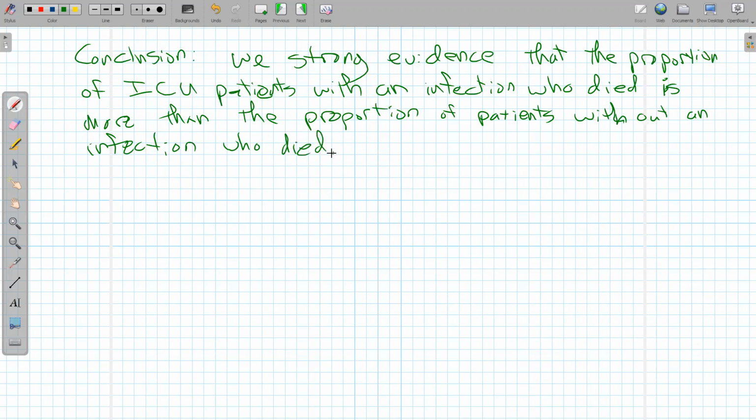I have to reread the descriptions again to come up with this. That's the conclusion. Notice I didn't say reject the null, and I didn't say accept the alternative. I just said what it means in this case. I don't even need to state the p-value. I just said we have strong evidence that that's the case. So that is a hypothesis test.